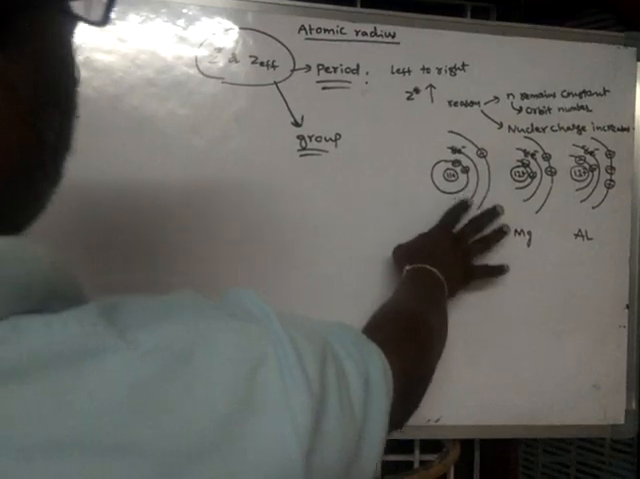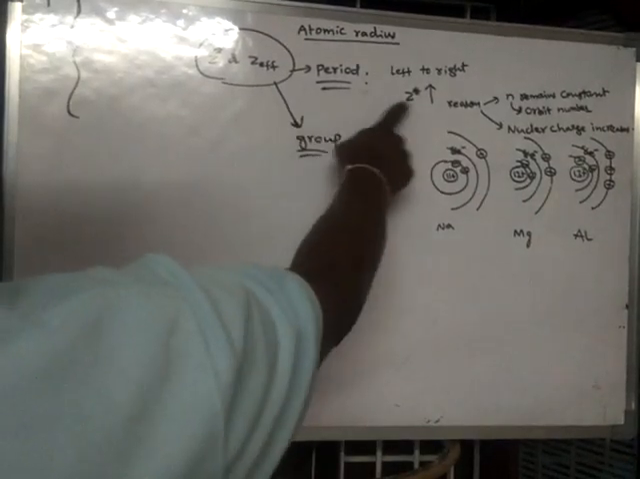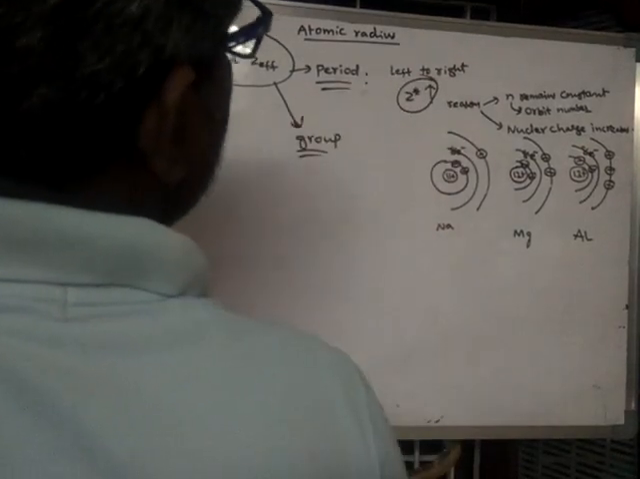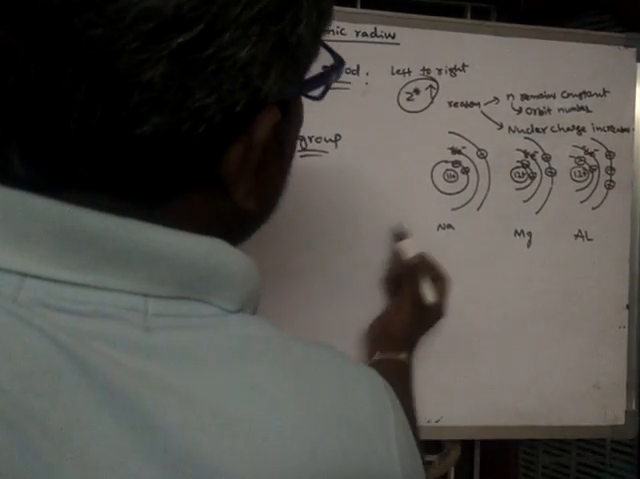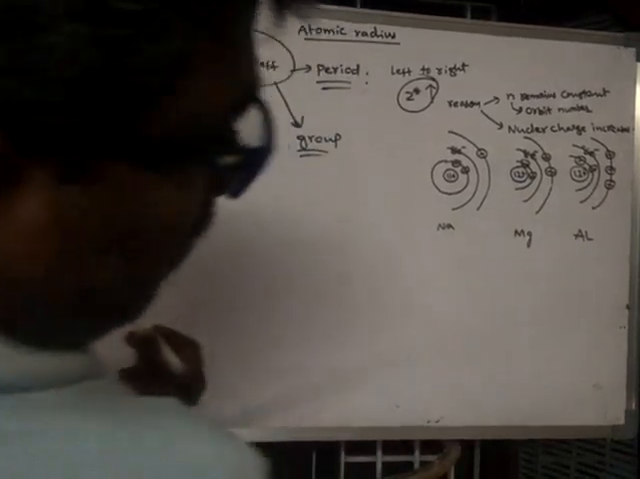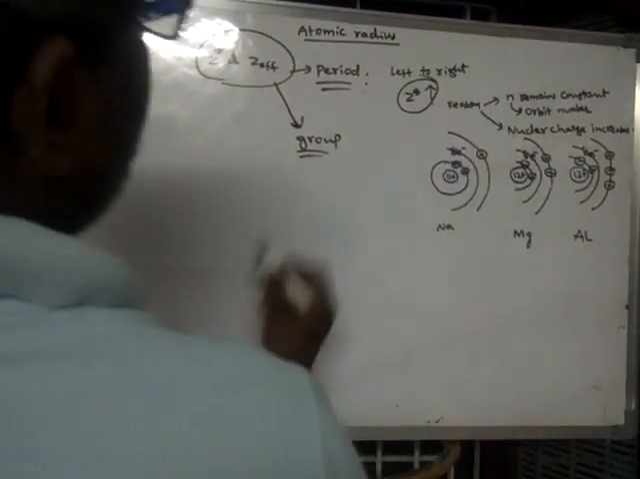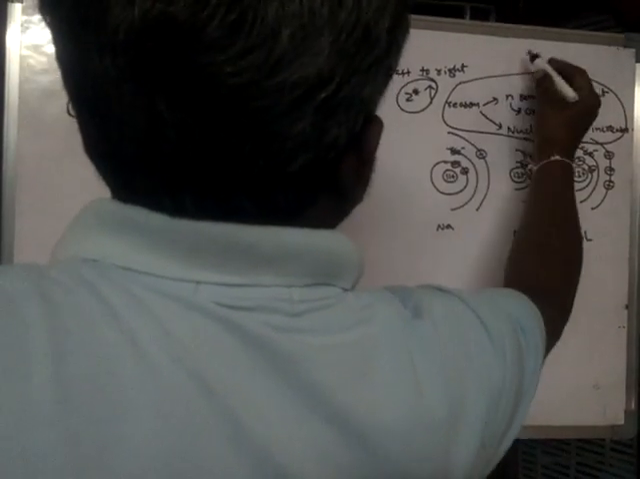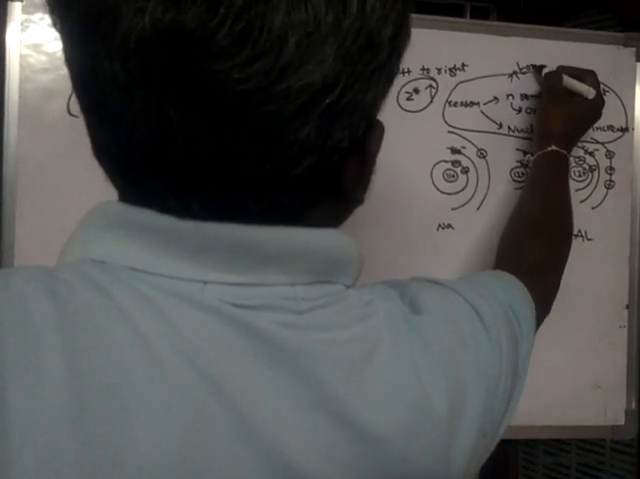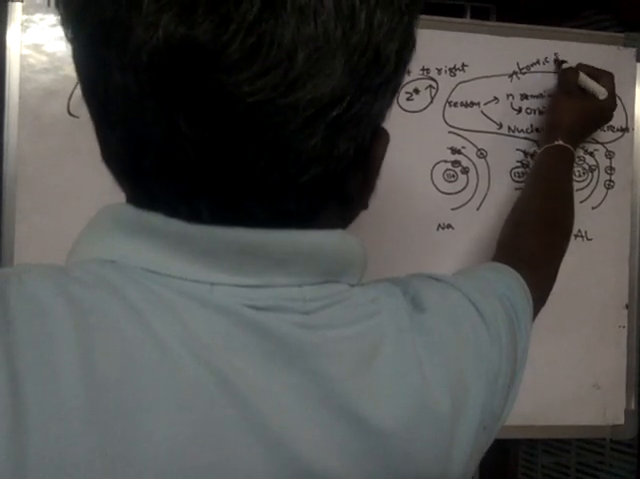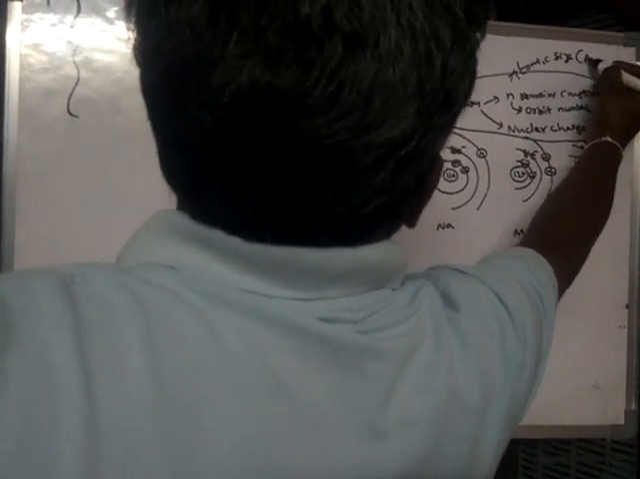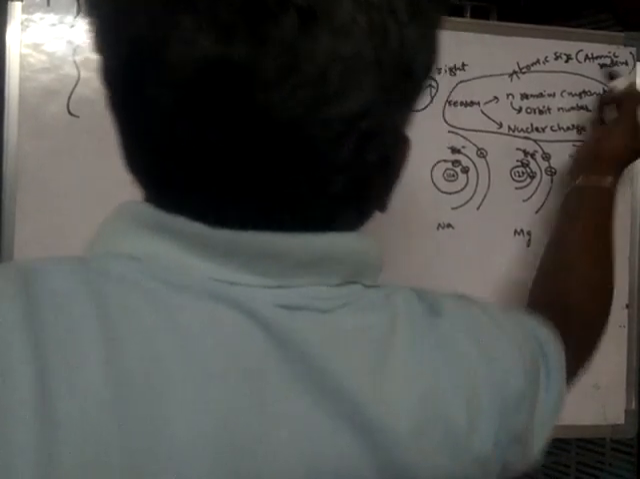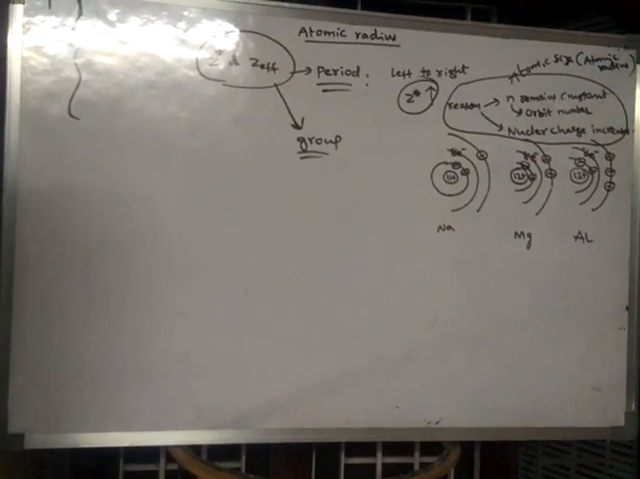So this is about atomic radius, but not effective nuclear charge. So simply remember that effective nuclear charge increases, because the number of positive charges increases along a period. Actually this reason is for atomic size. Atomic size is also called atomic radius.